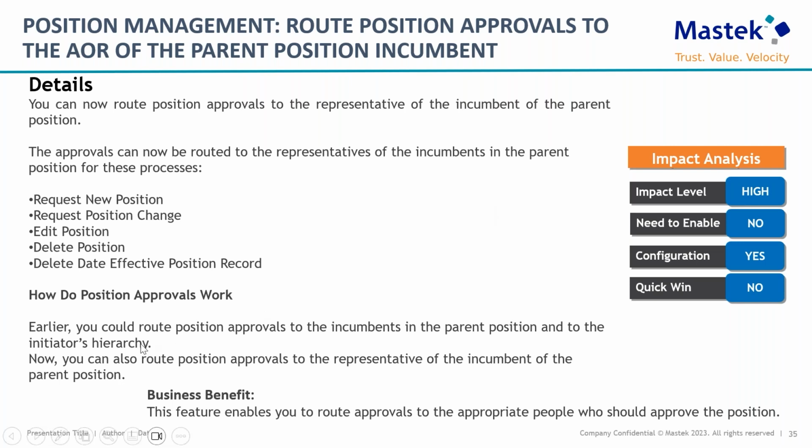How do position approvals work? Earlier we had only position approvals to the incumbents in the parent position and to the initiator's hierarchy only. Now you can also route position approvals to the representative of the incumbent of the parent position, provided you have a parent position hierarchy in the system. I mean, position hierarchies. The business benefit is this feature enables you to route approvals to the appropriate people who should actually approve the position.